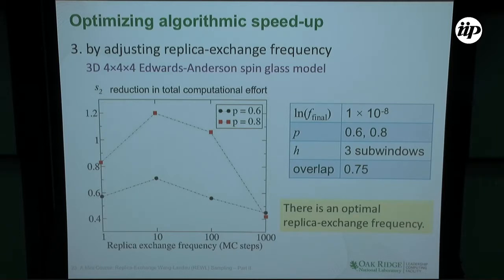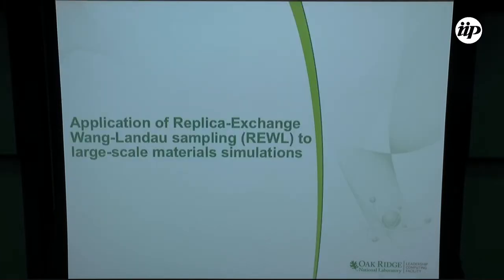But of course you can see if you do this too frequently, it doesn't help. And if you do this exchange not frequent enough, it also doesn't help. So there is an optimal Replica-Exchange frequency here. And this is very different for different problems. So basically, this is something that you have to play with and experiment with when you have a new physical system to study. Okay, so here is the basic Replica-Exchange.